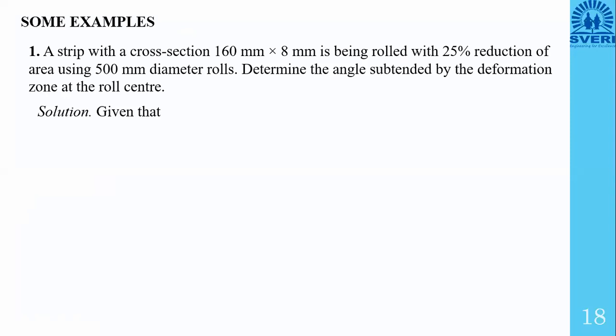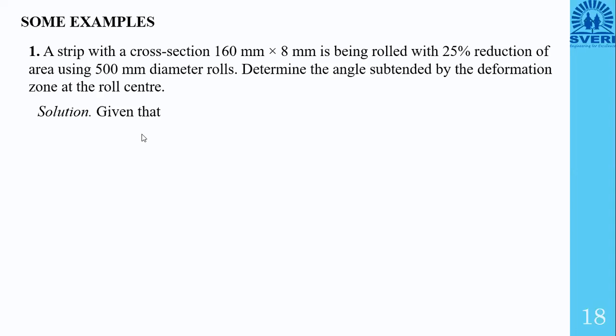That means, let's consider if it is 10 mm, then it is converted into 7.5 mm. Like this, 25% reduction is there. And for that, what rollers are used? Those rollers have a diameter of 500 mm. So R is equal to 250 mm. Determine the angle subtended by the deformation zone at the roll center. So we have to find that theta. We have to calculate the theta.